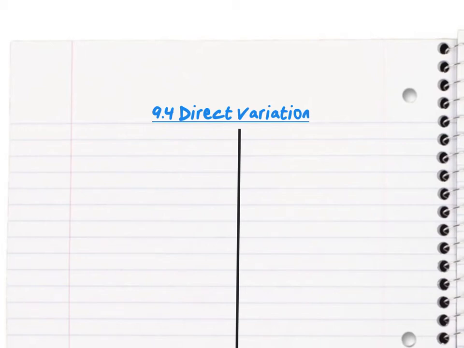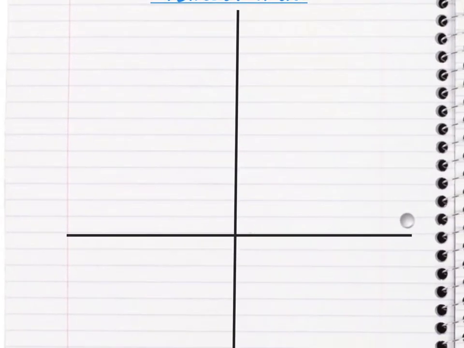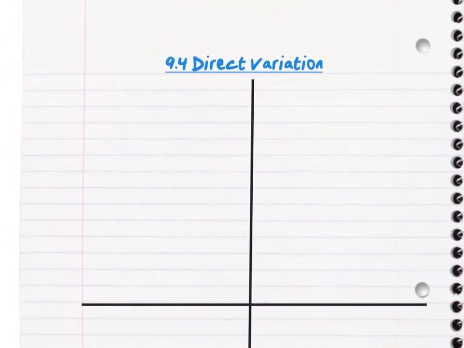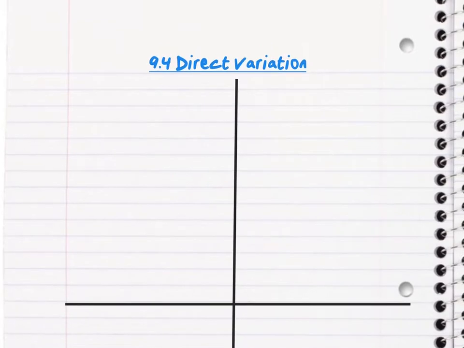Hello, this is 9.4 video notes. What I need you to do is write the title at the top of your paper and split your paper into 4 equal sections. Pause now so you can do so, and when you're ready to continue, press play. Please pause now.